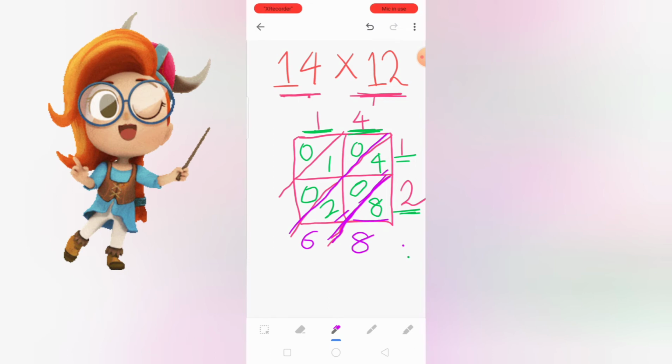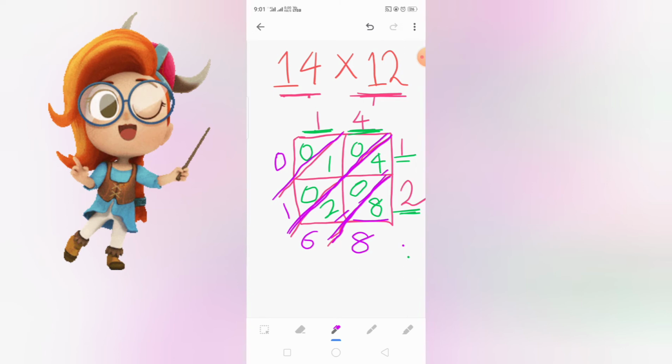Then we add the numbers below the third diagonal and above the second diagonal. What are these numbers? 0, 1 and 0. Then we add 0 plus 1 plus 0. What is the result? Only 1. Then here 0 is present, which means nothing is present, but we write 0.